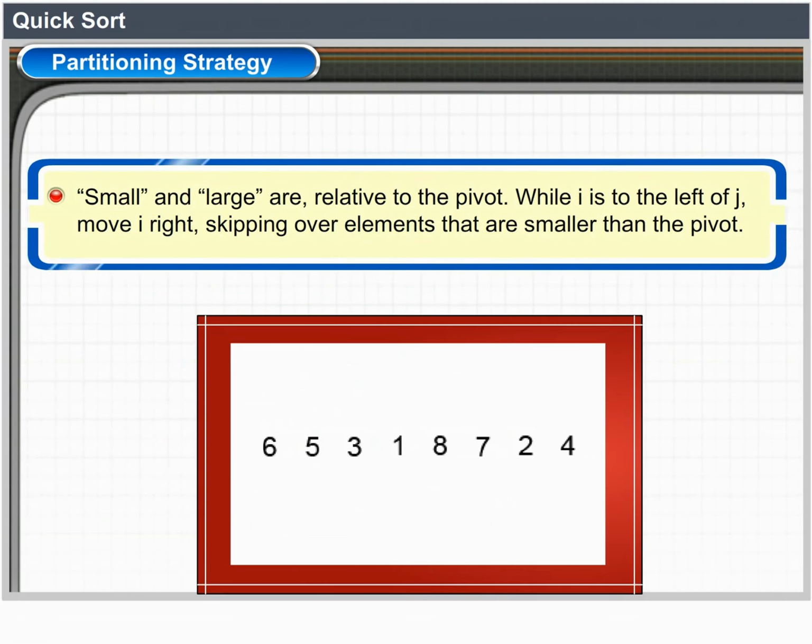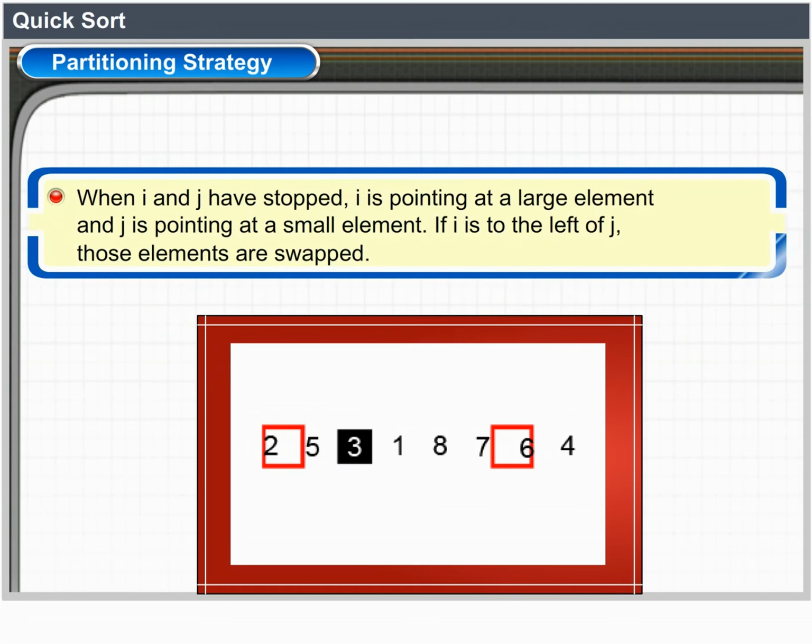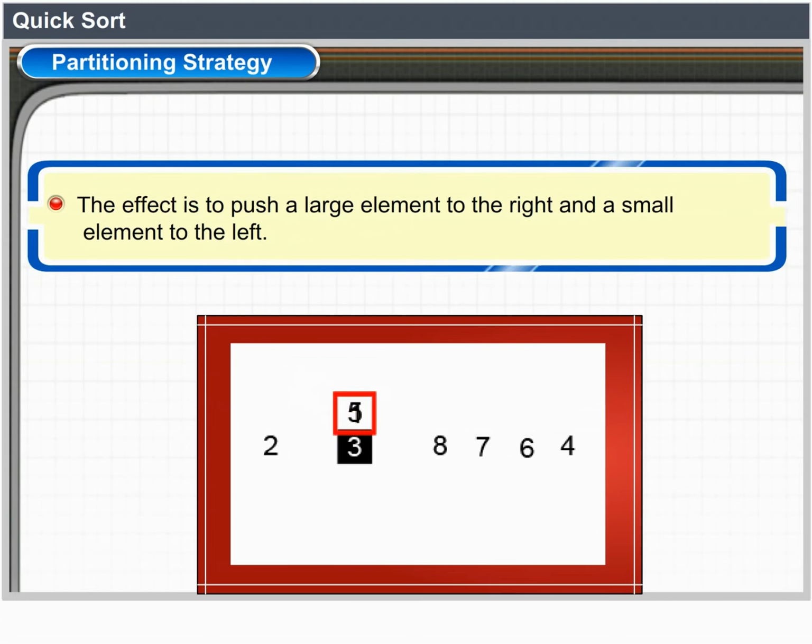While I is to the left of J, move I right, skipping over elements that are smaller than the pivot. Move J left, skipping over elements that are larger than the pivot. When I and J have stopped, I is pointing at a large element and J is pointing at a small element. If I is to the left of J, those elements are swapped. The effect is to push a large element to the right and a small element to the left.